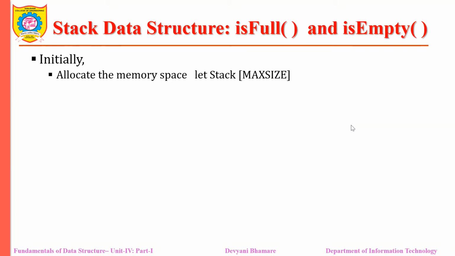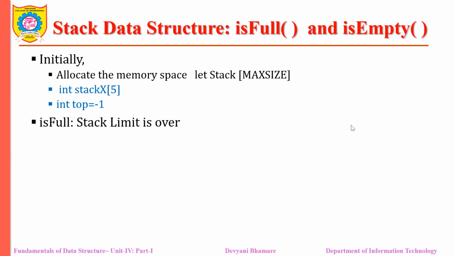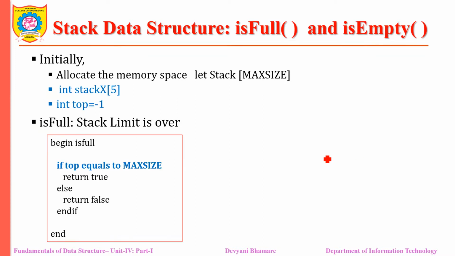Then what do isFull and isEmpty mean? Let's allocate memory for 5 elements, and top is initially -1. IsFull indicates that the stack limit is over. We check whether top is pointing to our maximum number of elements; if so, we can say our stack is full. If, assume, the stack contains 5 elements and our top is equal to 5, then we can say that we cannot insert an element into that particular stack.